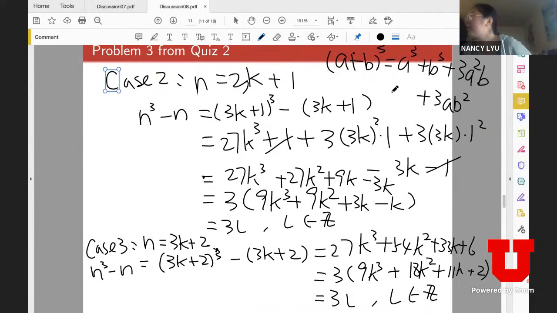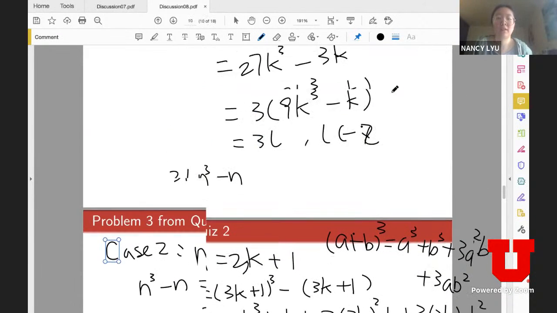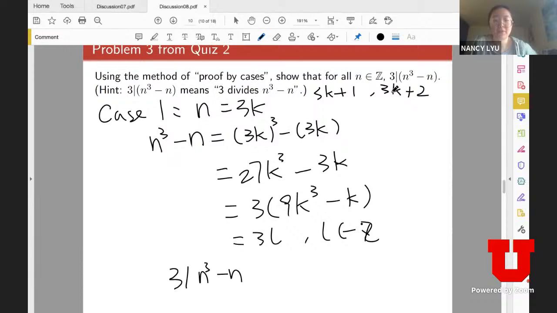Okay. So any questions regarding this one, problem 3 on quiz 2?